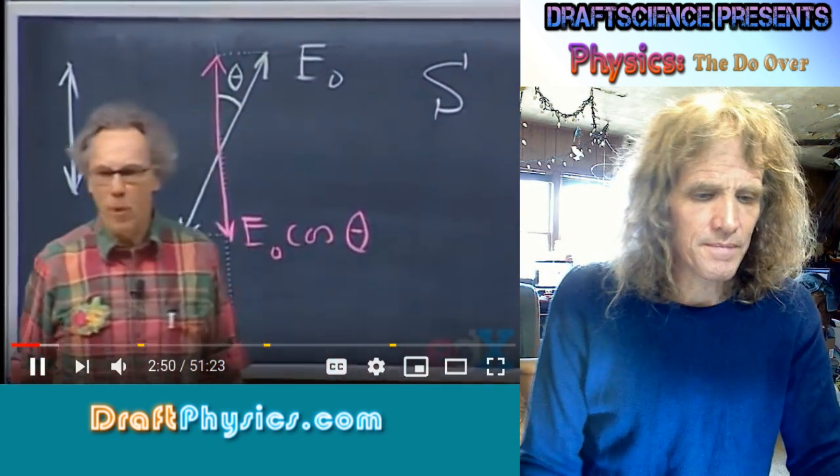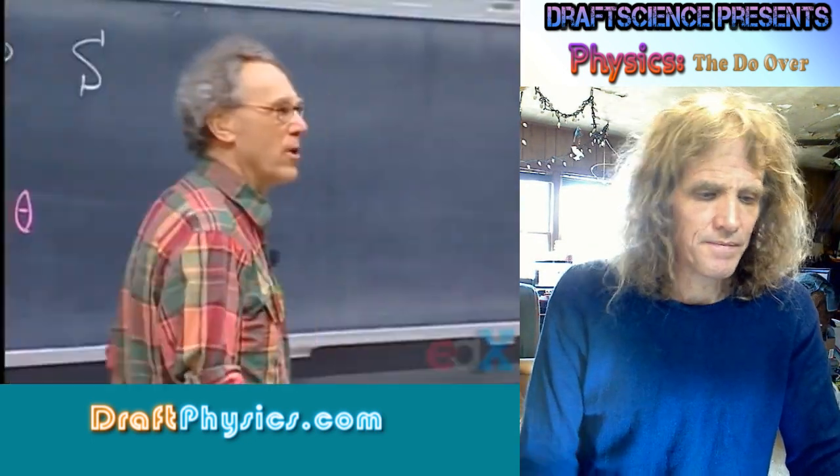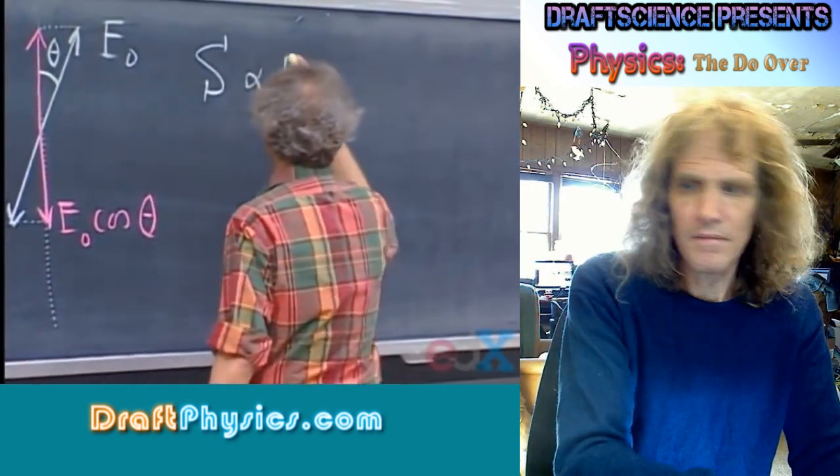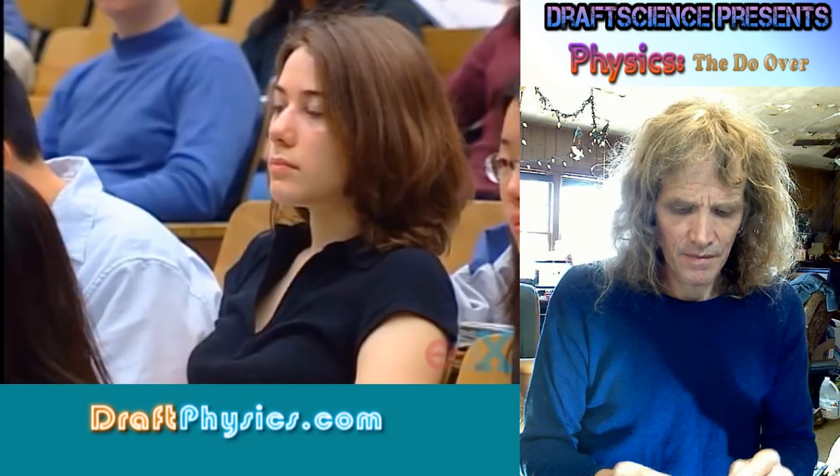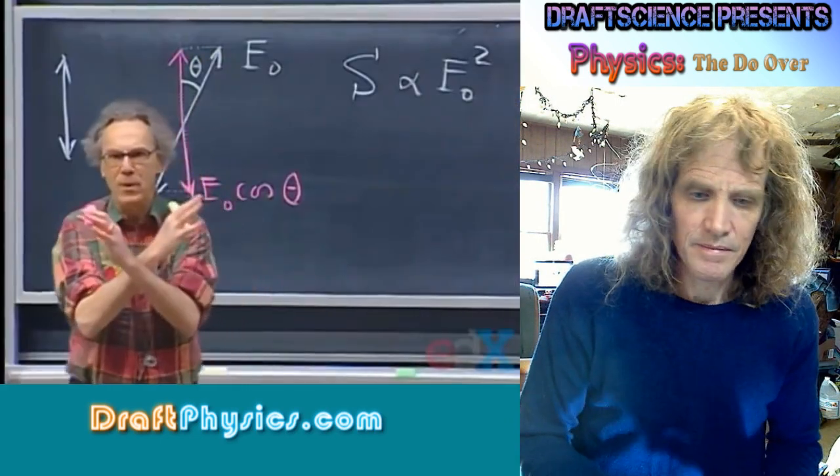Intensity depends on the pointing vector, and the pointing vector is always proportional to E0 squared, because the pointing vector depends on the cross product between E and B.